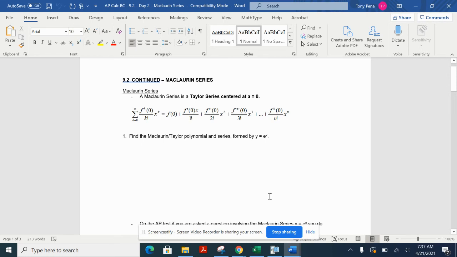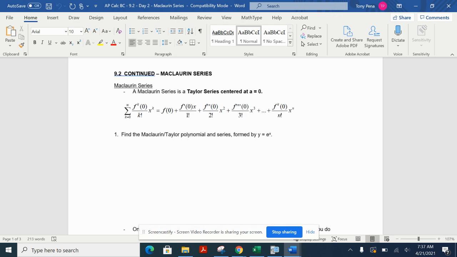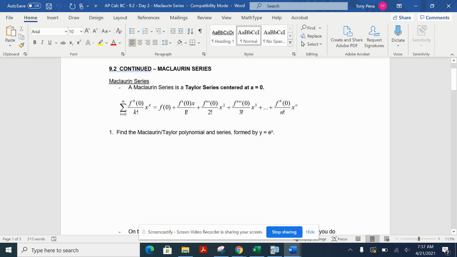Welcome to your last day of notes, at least in terms of a new topic. So this is kind of the last thing that we have to do. And then other than that, there's one little topic that we'll do in a very short period of time. But for the most part, this will wrap up any new topic that we do in Calc BC. So let's jump in here.